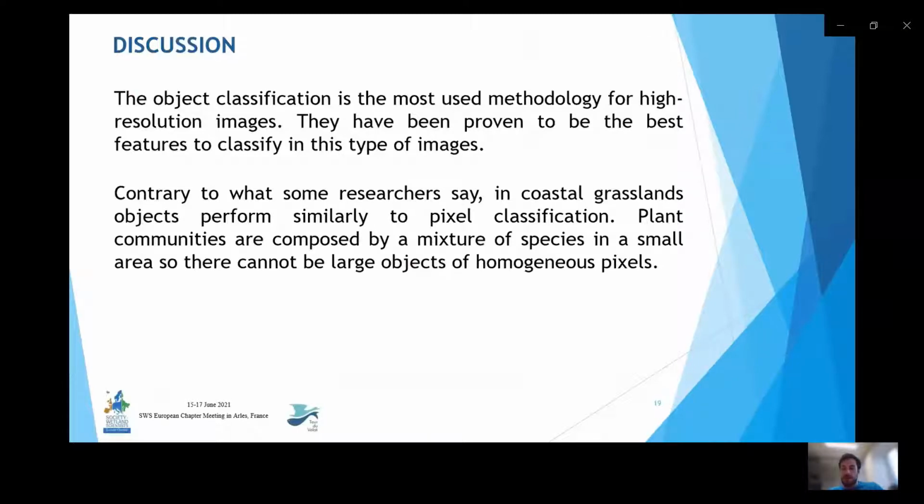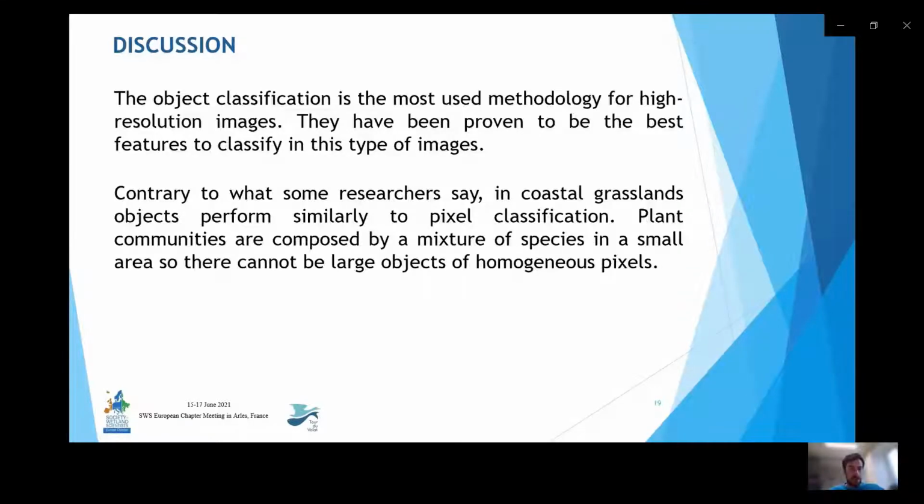From these results, we found some interesting points to discuss. As said in the introduction, classification of objects is considered a better approach in high-resolution images, but in this case, contrary to what researchers say, we got almost the same results, but slightly worse. Classification of objects retrieves slightly worse results than pixels, perhaps due to the loss of heterogeneity because of grouping pixels in homogeneous areas.